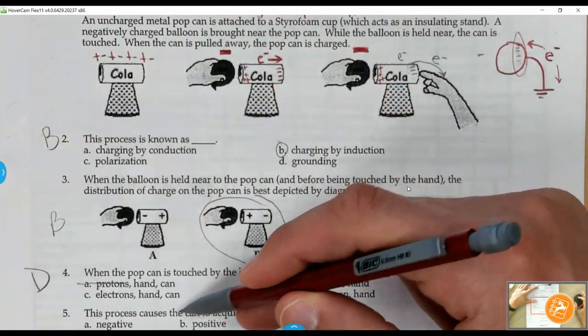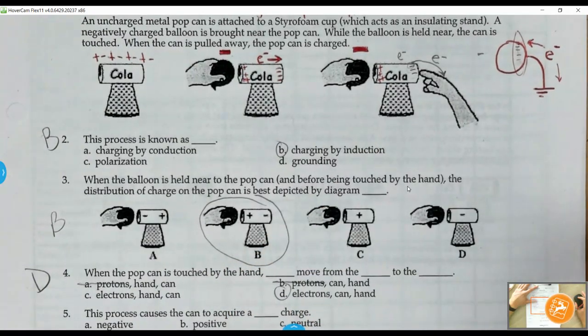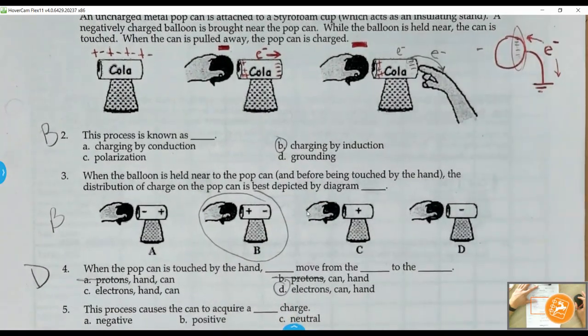This process causes the can to acquire what was the overall charge on the can at the end? Positive, very good.